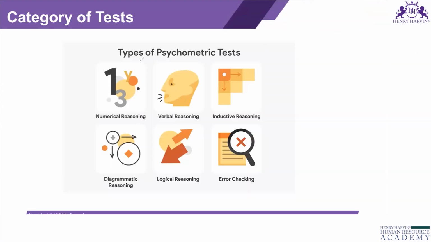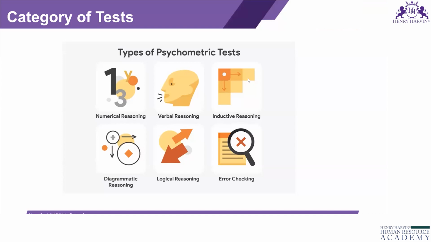There can be different types of psychometric tests, and they can include numerical reasoning, verbal reasoning, inductive reasoning. I'll show you all of these, right? I'll show you the website as well, and how these tests will look, and what the different questions will be. Diagrammatic reasoning, then logical reasoning, then error checking, right? So these are the different kinds of tests which can be there.